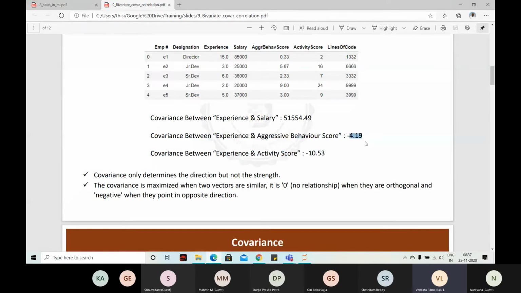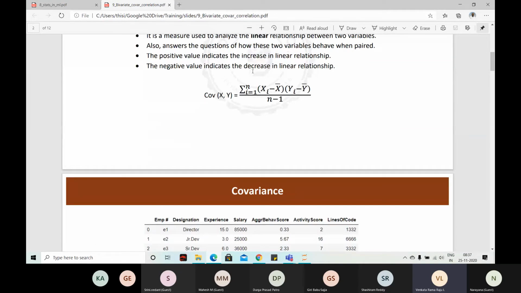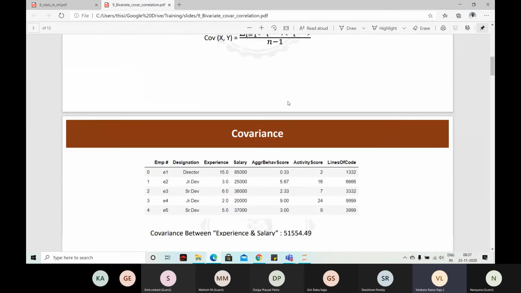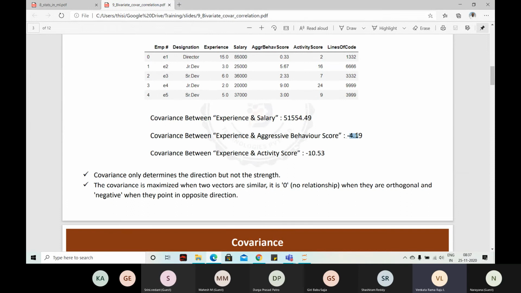This is close to 0, so we may think this is weak. It may not be true, because of the numbers present in the column. If you look at experience and aggressive score, the experience values are between 0 and 15, and the aggressive score values are very small. When you substitute those values into the formula, you will get a small number only. Got the problem?